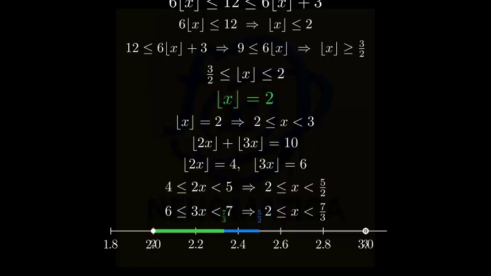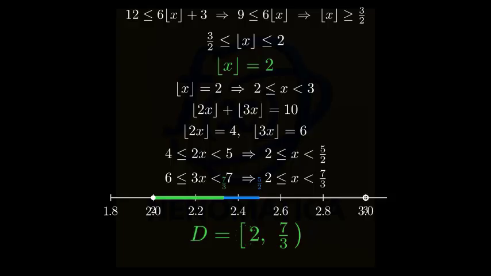Converting to x, that is from 2 to 2.5 and from 2 to 7 over 3. The intersection is from 2 to 7 over 3. Final result. The solution set is the half-open interval from 2 to 7 over 3.